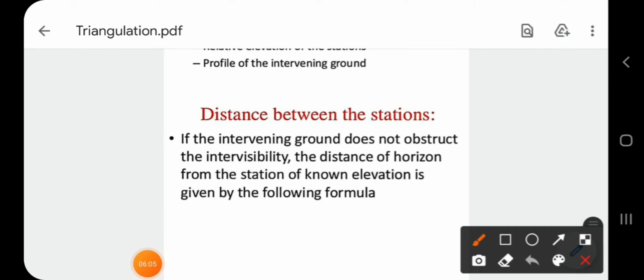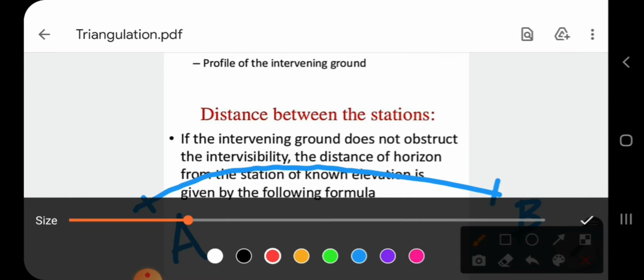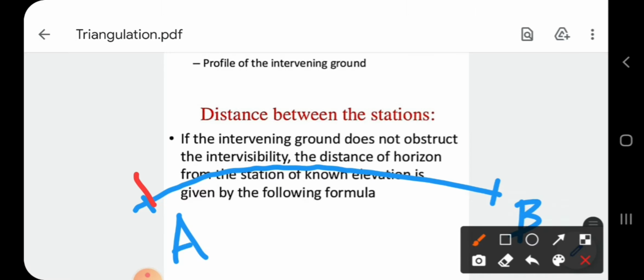Suppose this is the curvature of earth and our first station is A, the next station is B. In this case, the curvature of earth will also affect our readings. Suppose our instrument height is h1, and our line of sight will be like this. So depending upon our height, we will have a horizon distance, that is the distance up to which we can see up to the curvature of earth.